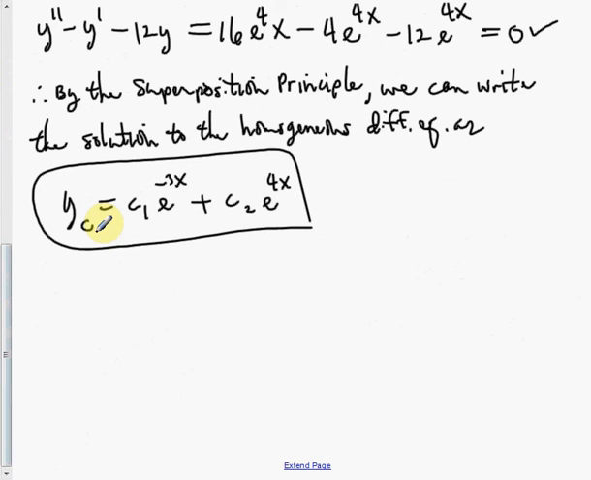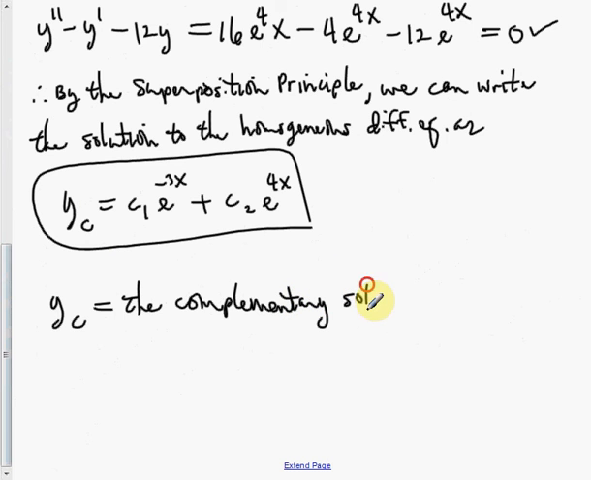Yes. So this y sub c is said to be the complementary solution. The complementary solution matches the solution for the homogeneous differential equation. This is called the complementary solution. Okay, let's look at another one.